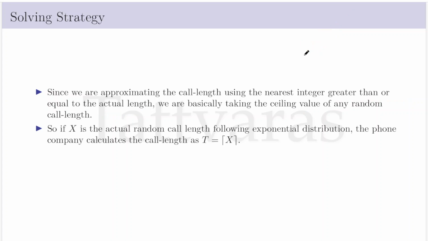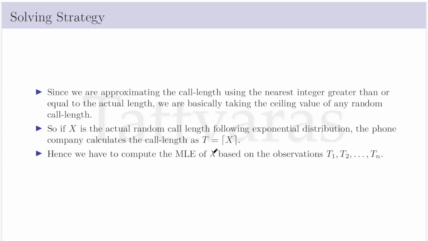Now we can denote it as the ceiling of x, where x is the actual random call length that follows the exponential distribution. Then t will be defined as the ceiling of x. Now the question arises, what kind of random variable is t? And we have to compute the MLE of lambda based on those random observations.